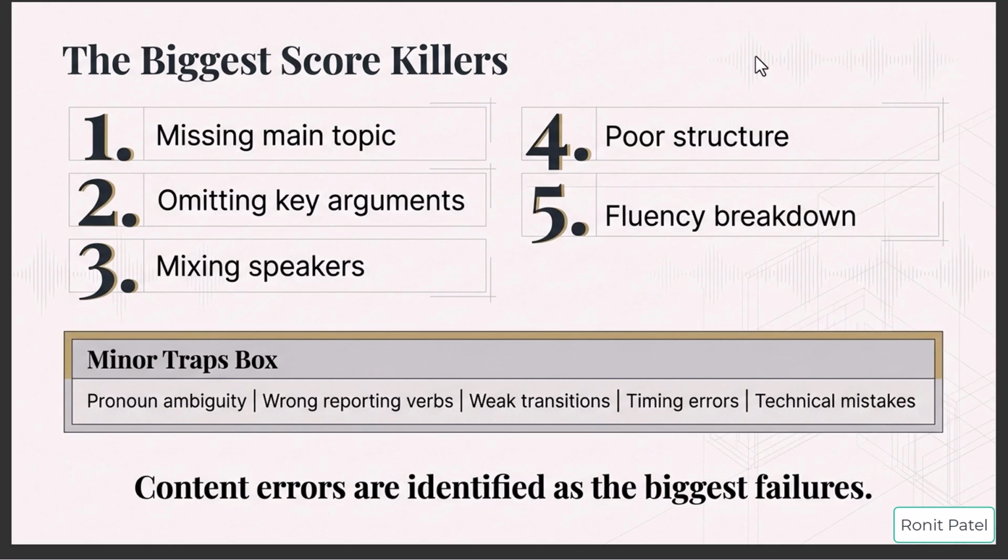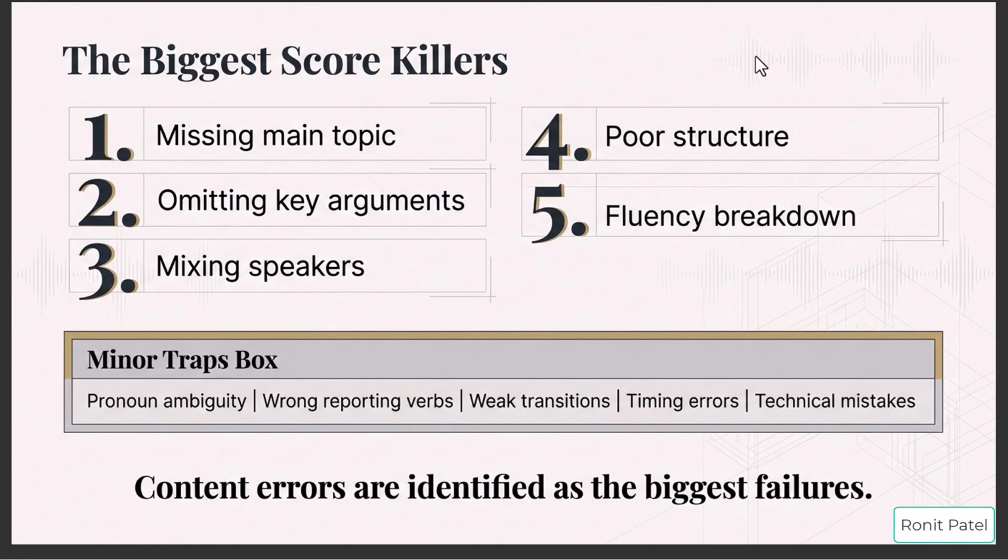Now we discuss the real enemies. These 5 mistakes destroy scores. First, missing main topic. If your opening is vague or wrong, your content suffers and your coherence weakens. Always clearly state the topic.